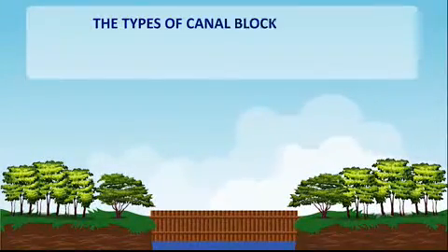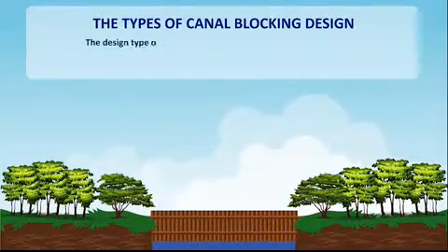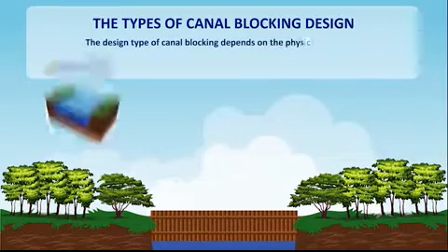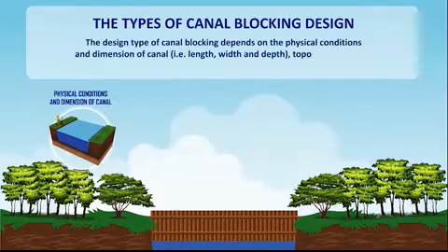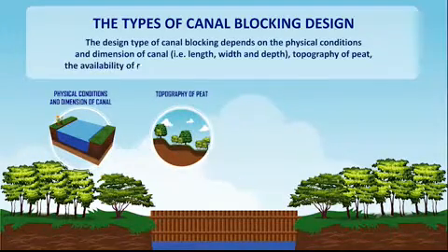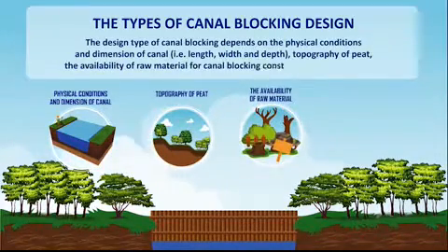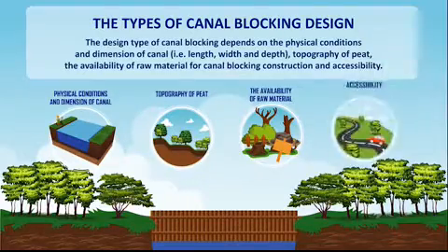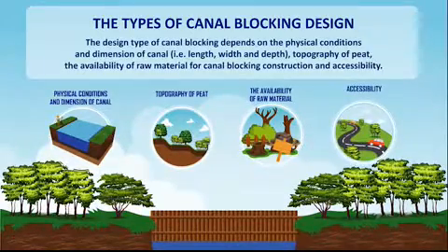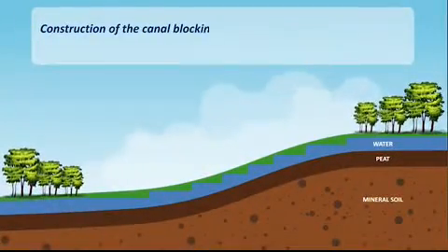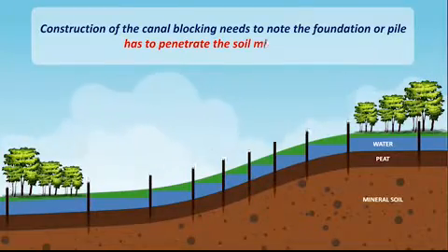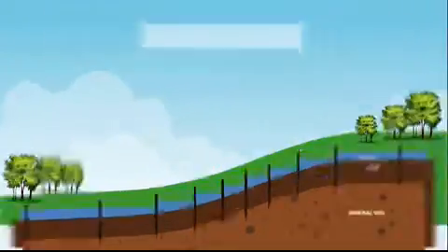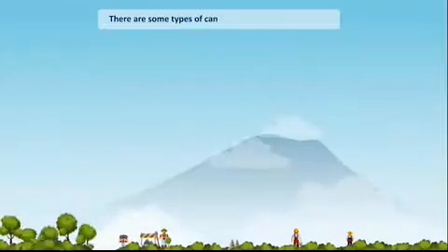The types of canal blocking design. The design type of canal blocking depends on the physical conditions and dimensions of the canal, or length, width, and depth, topography of peat, the availability of raw material for canal blocking construction, and accessibility. Construction of the canal blocking needs to note that the foundation or pile has to penetrate the mineral soil layer. There are some types of canal blocking design.